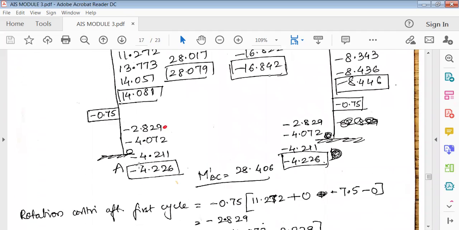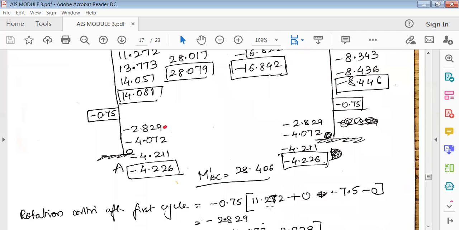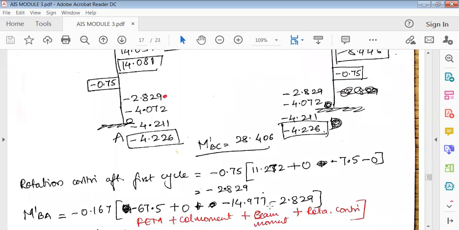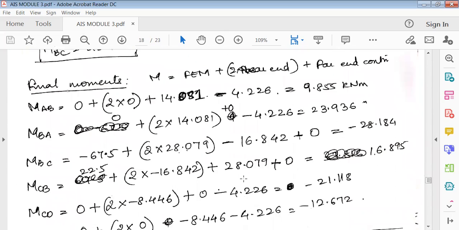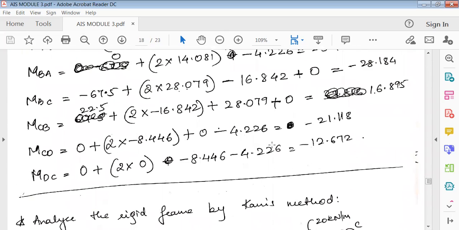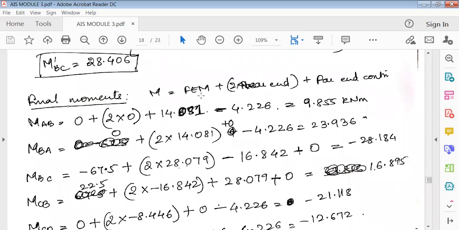Okay, and this moment is again now AB, BC, AB, and this would be DC. Okay, so go on applying the formula here. Go on applying the formula and you'll get the result. The formula is the same thing: fixed end moment, plus 2 times the near end moment, plus 1 time the far end moment.